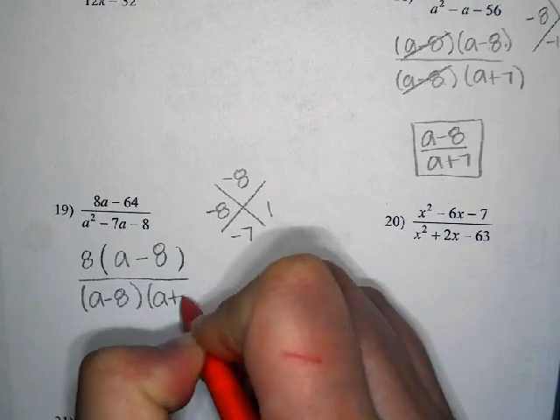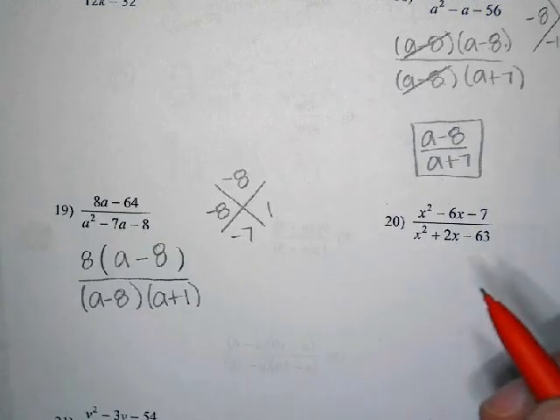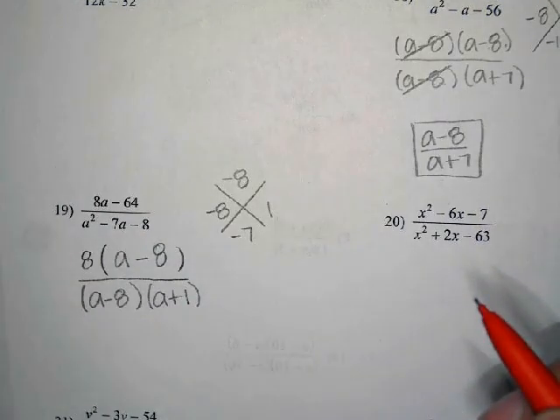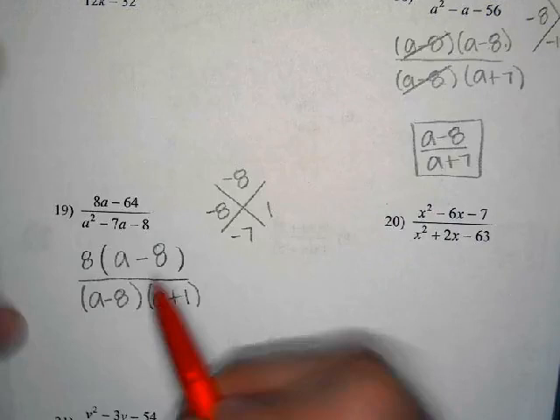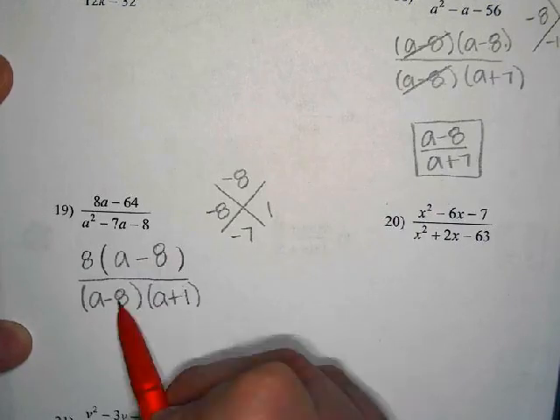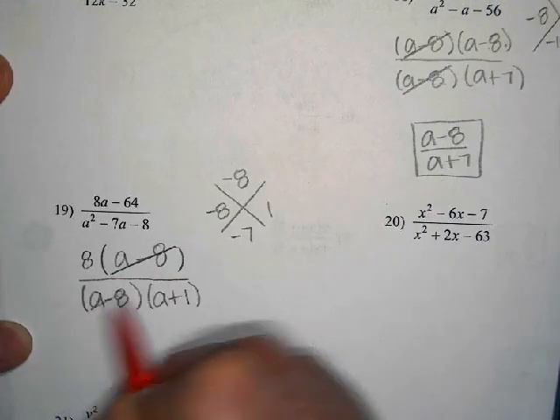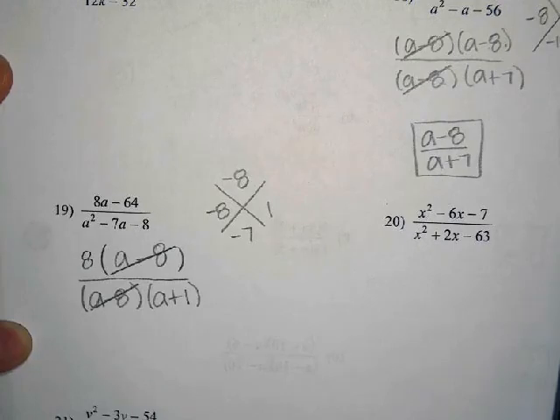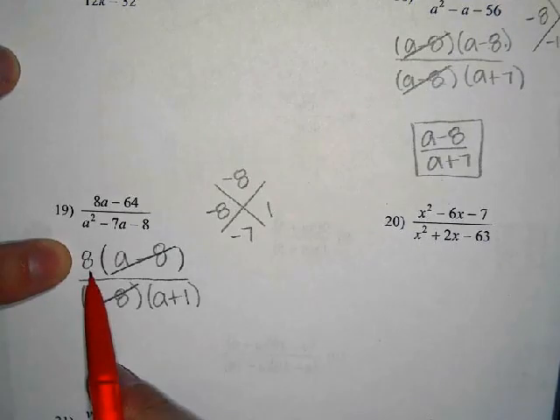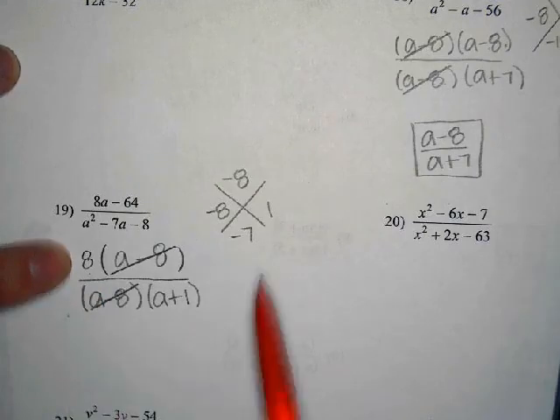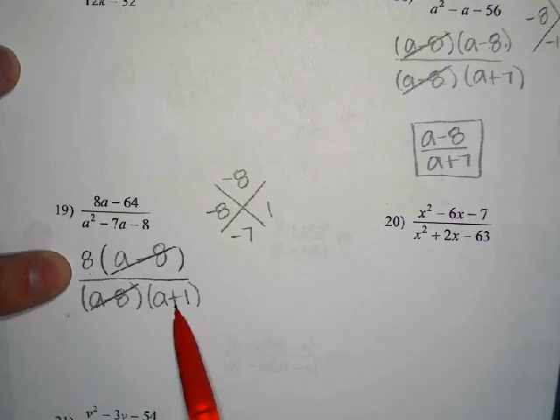The 2 parentheses that are identical are going to cancel. We got a GCF that can't cancel with anything because there's no GCF on the bottom. We got a parenthesis that can't cancel with anything because there's no other parenthesis on the top. So we're going to be left with an 8 on the top and the parenthesis on the bottom.